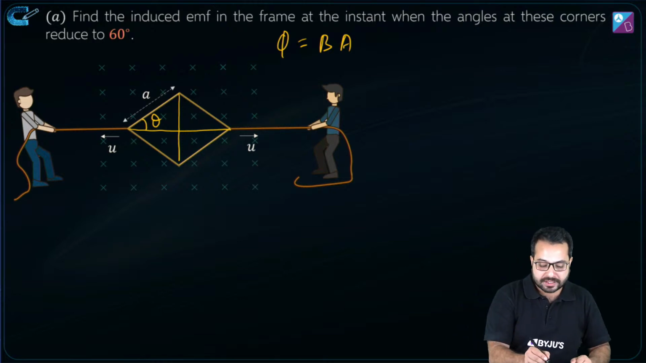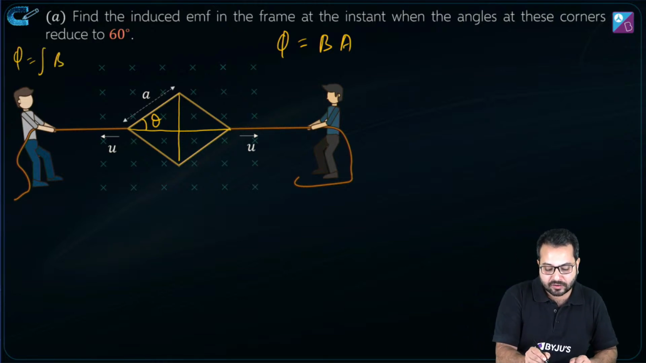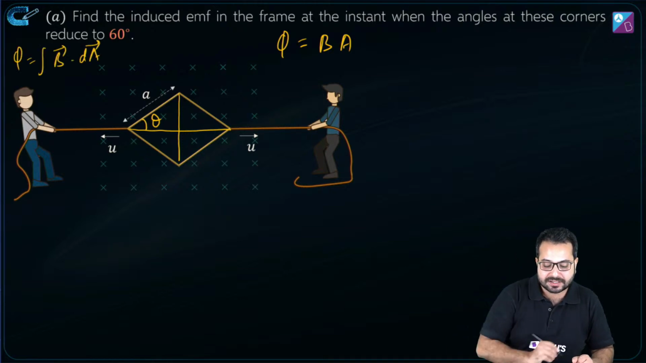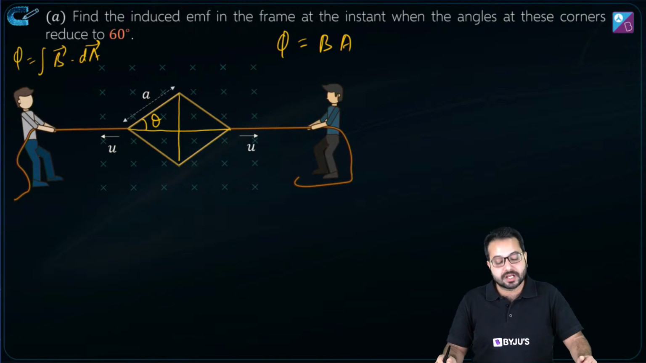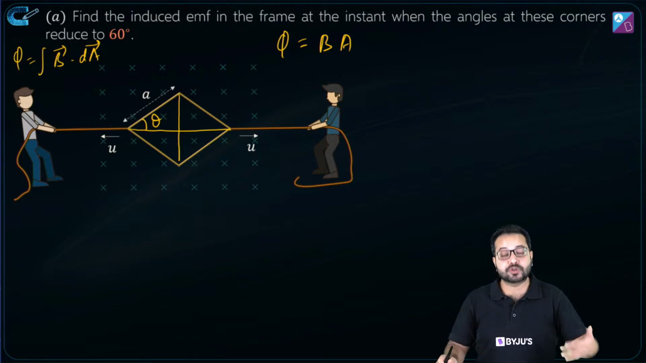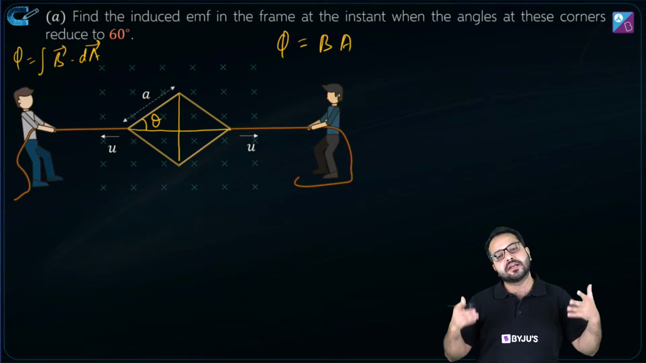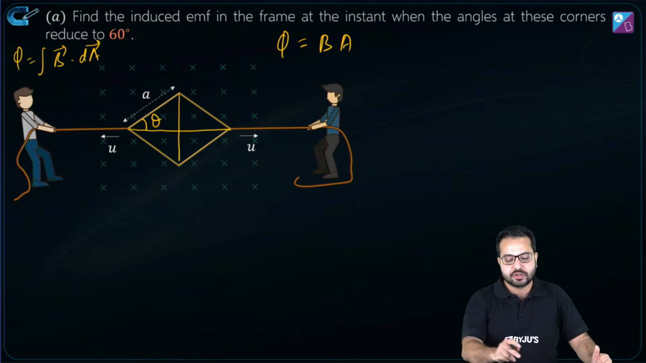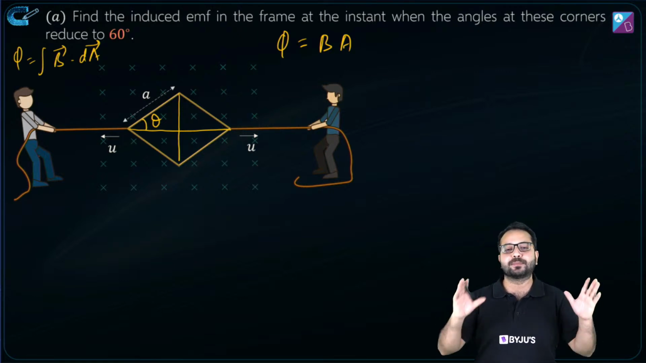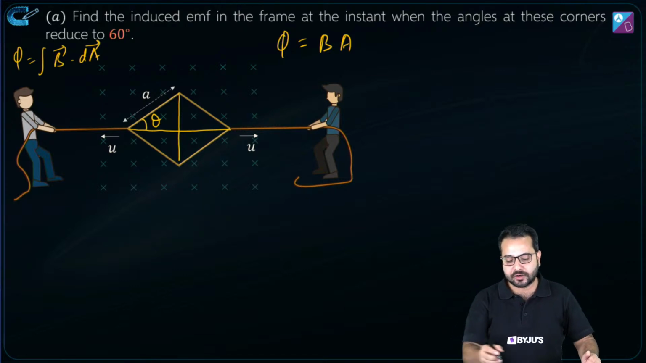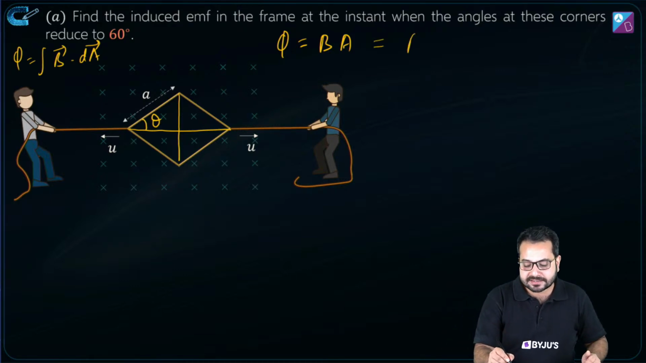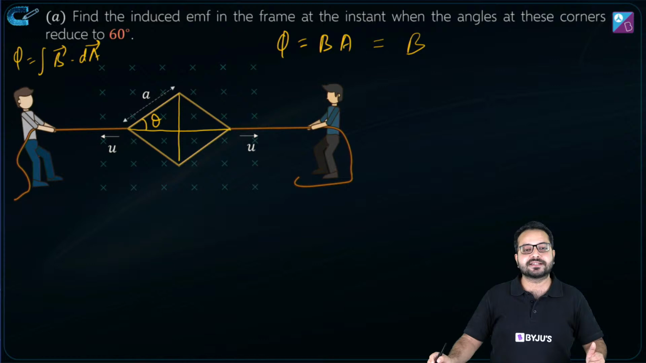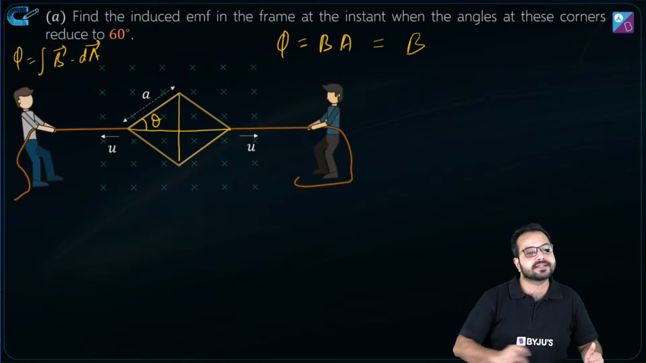You know that the flux is the integral of B dot dA, but the magnetic field is uniform, and the area vector, which is perpendicular to the plane of the loop, is in the same direction as the magnetic field, so we can directly write flux as B into A. Is that right? So what is B? B is given to us, and what is the area? Now from this figure, can we find out the area?